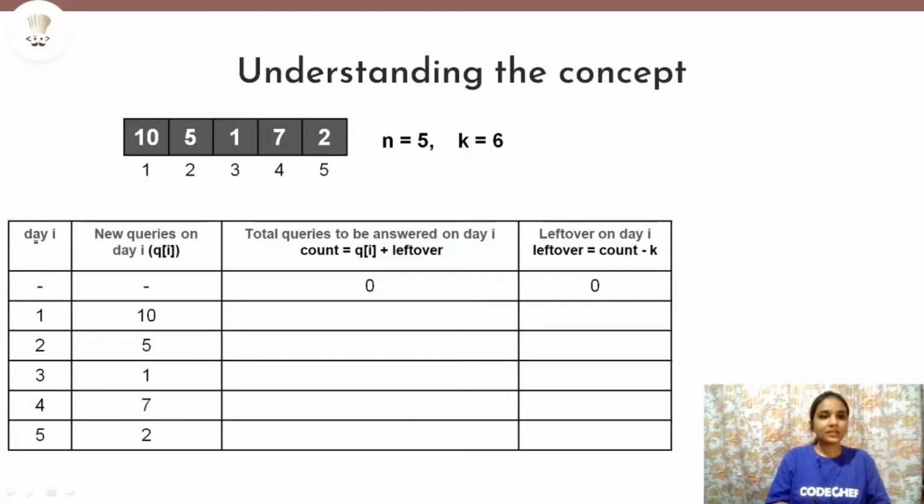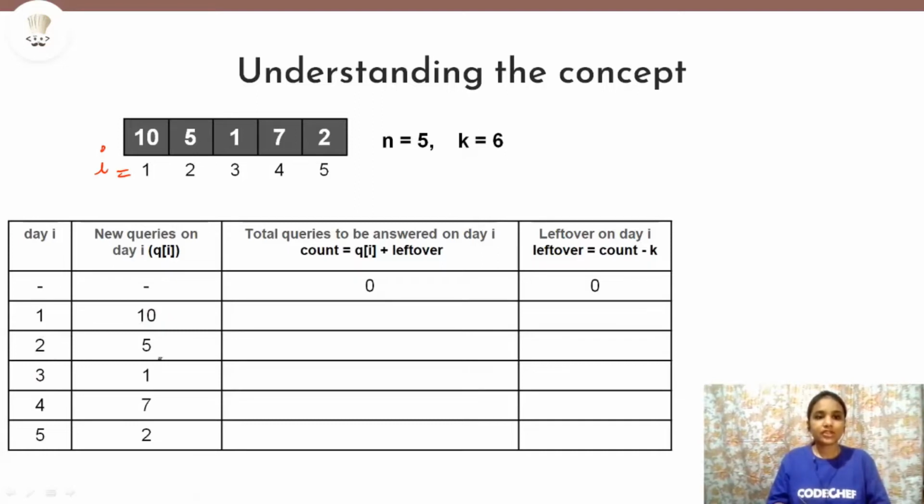The first column in the table represents the day number. So we have 5 days when the chef will keep on receiving new queries. That is why I have numbered them from 1 to 5. And why it is written day i? So i will be equal to 1, 2, 3, 4 and 5. These are the valid values that i can have. Now, the second column represents the new queries that the chef will receive on any particular day. Suppose on day 1, chef is receiving 10 new queries.